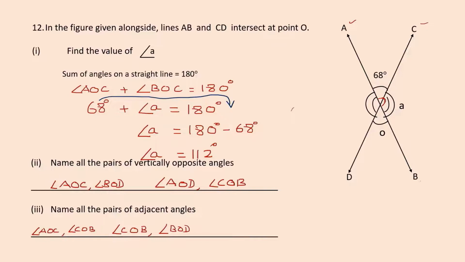Now let's go to B. Angle BOD and angle DOA. And then we have one more pair starting with D, DOA and AOC. So let's write that. Angle DOA and angle AOC. Angles DOA and AOC are adjacent angles.